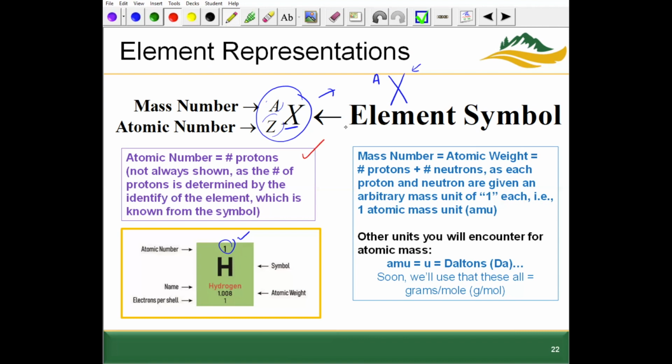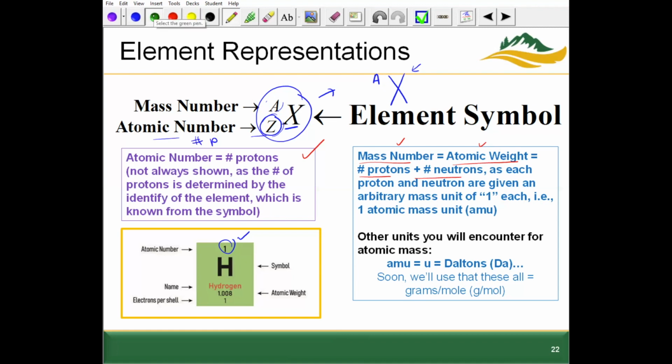Something else to be aware of here is that the mass number can also be referred to as the atomic mass or the atomic weight. Okay, so mass number, atomic weight, atomic mass, this is all the same meaning of the number of protons plus the number of neutrons. The atomic number isn't really called anything else, but you might hear it referred to as Z. So atomic number, Z, the number of protons.